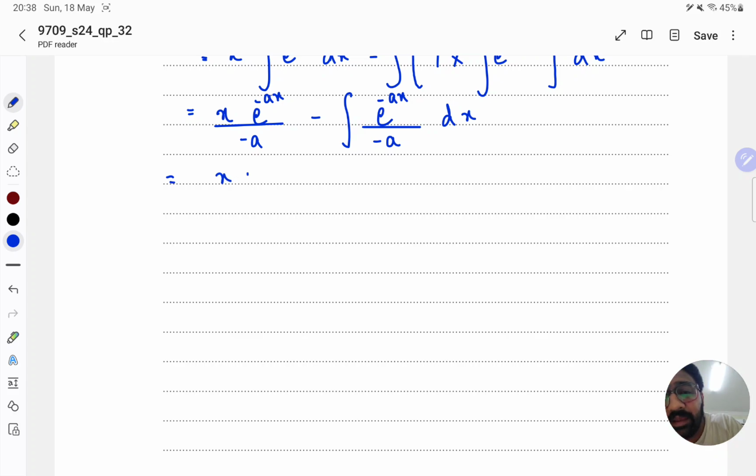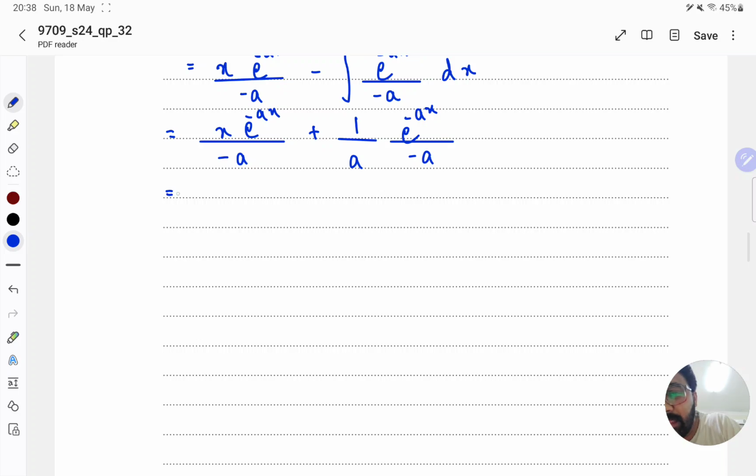It will become e raised to the power of minus ax divided by minus a plus 1 over a outside. If I do the integration of the inner side, it will become e raised to the power of minus ax divided by minus a. Now if I further simplify, it will be x e raised to the power of minus ax divided by minus a minus 1 over a square e raised to the power of minus ax. Now further I have to apply the limits.